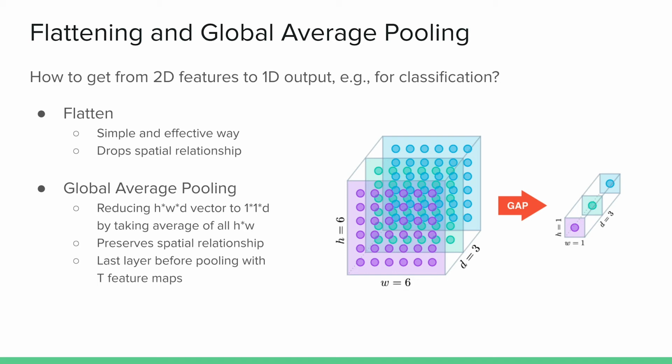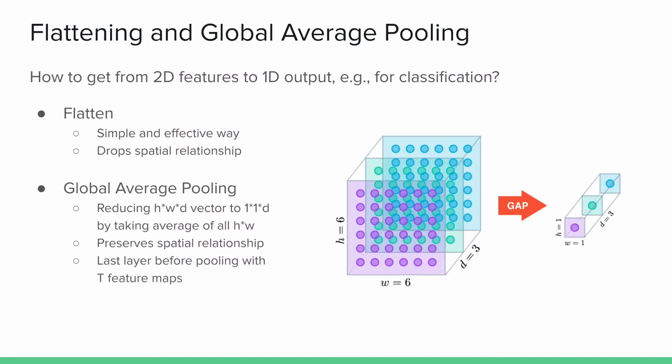We can just take one after the other in the row, but that might not be ideal because we can drop some spatial relationships. But it's a pretty standard way of doing it, and it works fine in most cases, because those features that are extracted are spatially independent most of the time anyway. Because they extract the same feature anywhere in the input. So it's reasonable to say flatten and then do a fully connected layer.